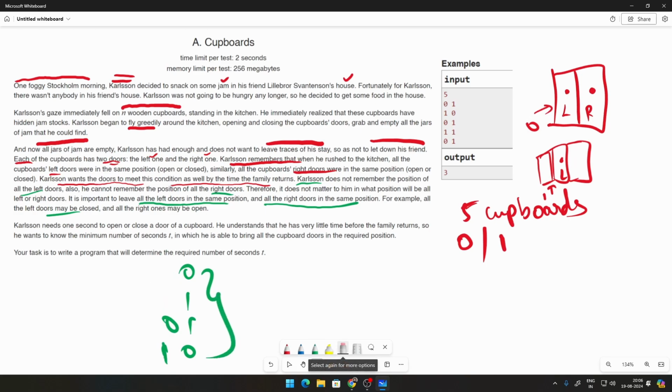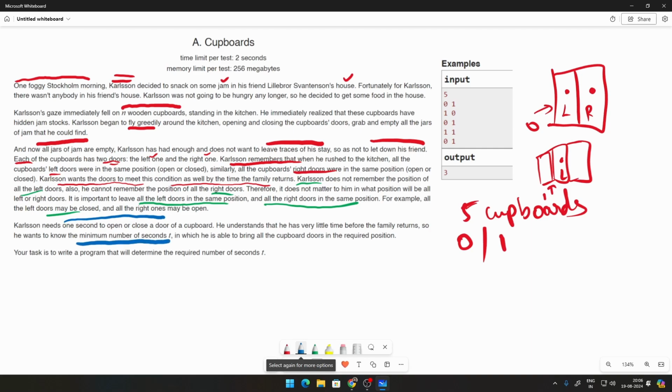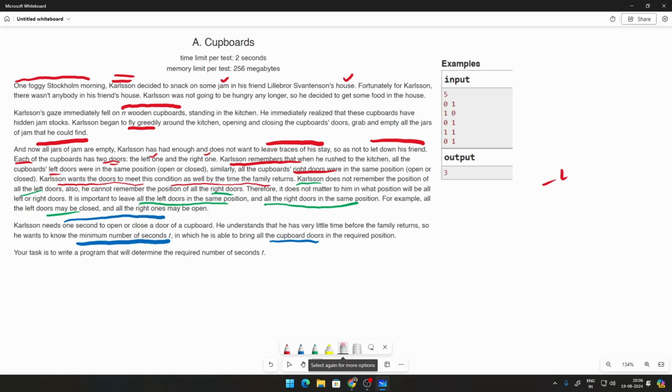Now, this is the question. Carlson needs 1 second to open or close a door. He understands he has very little time, so he wants to know the minimum number of seconds in which he is able to bring all the cupboard doors to the required position. That is what we need to understand here. So how do we solve this? Let's take this case for example. The input is first n, which is the number of cupboards, followed by n lines, and each line gives the orientation of the left door and the right door. Now let's take this case.